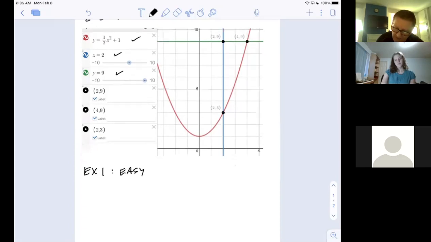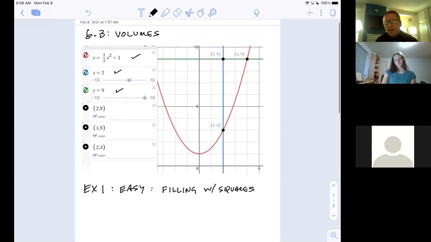But what if that area was, or that volume was created by filling it with squares? What do I mean by that? So what we're talking about here is a flat surface, but now instead of that being flat, we're going to imagine squares stacked on top of them.